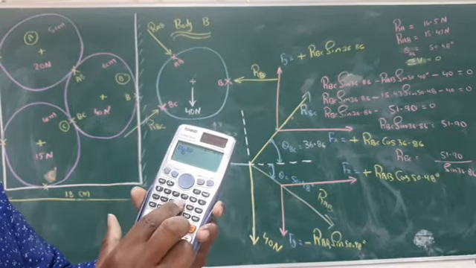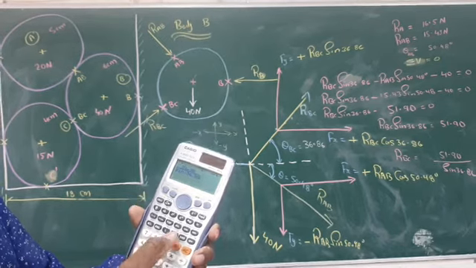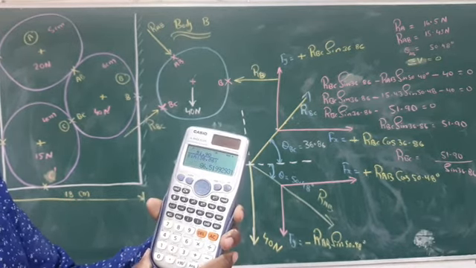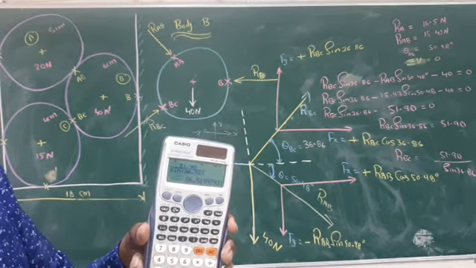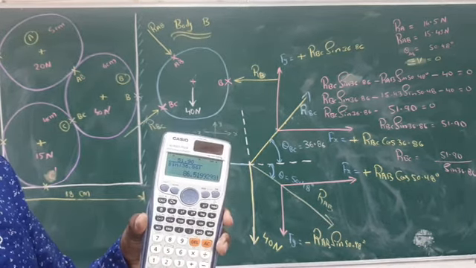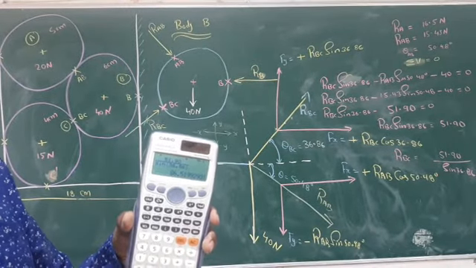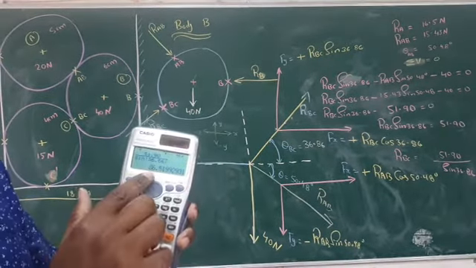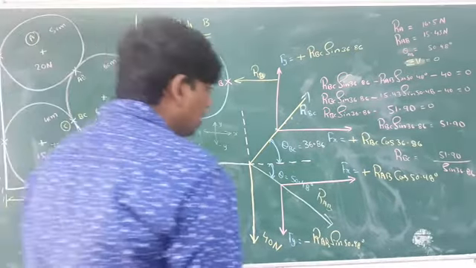51.90 divided by sine 36.86. Here you will get 86.51, 86.52. Also you can write, because if the value after 2 decimals is more than 5, then you can transfer 1 to this side. So here 86.52.